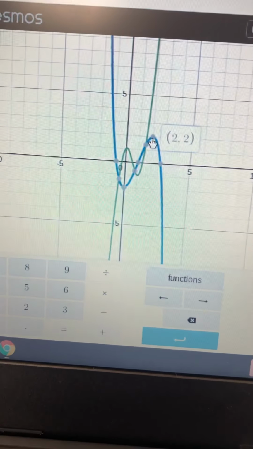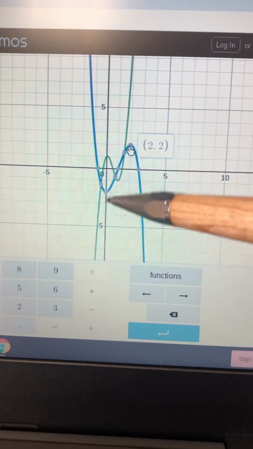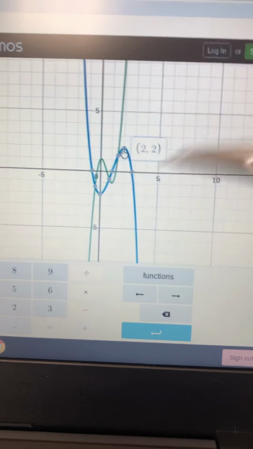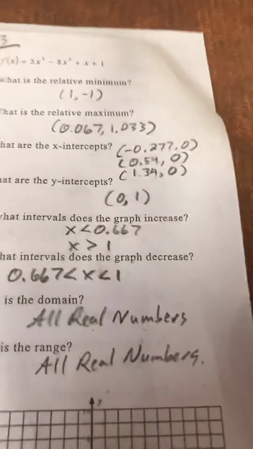When you get into quartic functions, the 4, then it kind of goes back up, so it's going to have a minimum, and it will be y is greater than or y is less than for the range, but the domain would be all real numbers still. Well, going on to number 4.